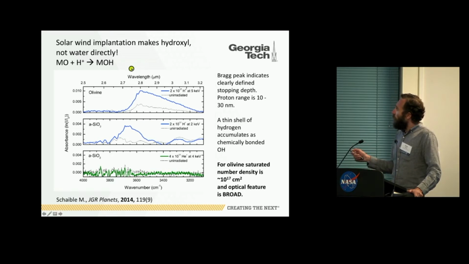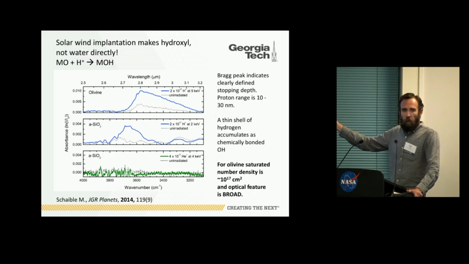Like I said, the main premise is that proton absorption results in this bound hydroxyl, which gives rise to the 2.8 micron feature. This is work that was done by Micah Scheibel at the University of Virginia with Raul Barriola. The top one is olivine, the middle one is pure SiO2, and the bottom one is just a blank where they irradiated SiO2 with helium. And you immediately see that the 2.8 micron feature is there, right?